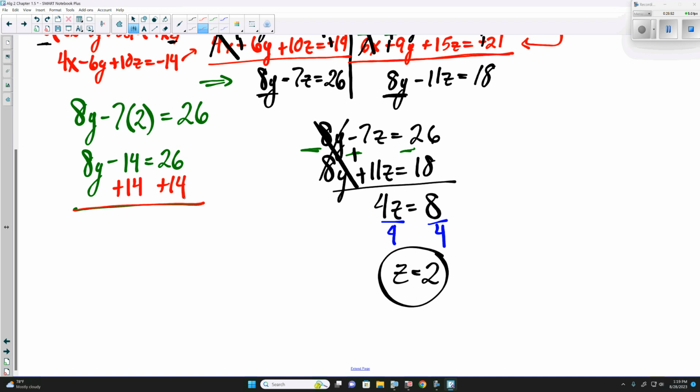And we can do that by adding 14 to both sides to get y by itself, telling us that 8y is indeed equal to 40. Exactly. So y is equal to 5. Questions on what we've done so far?